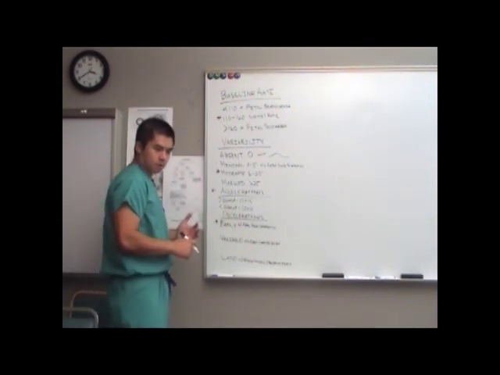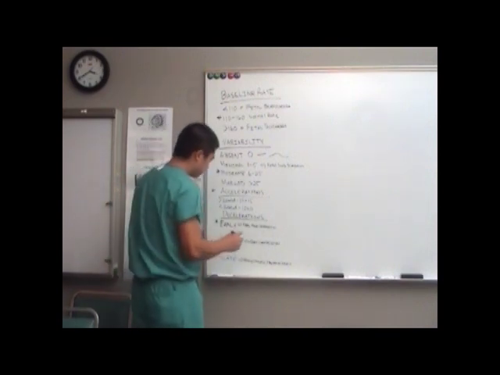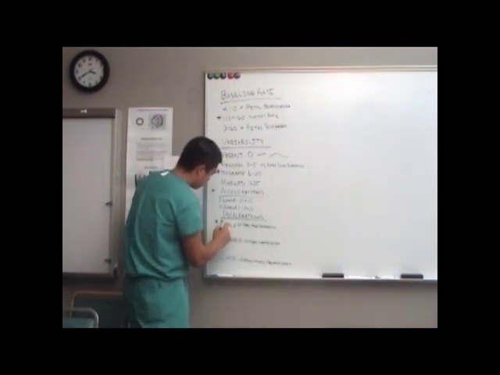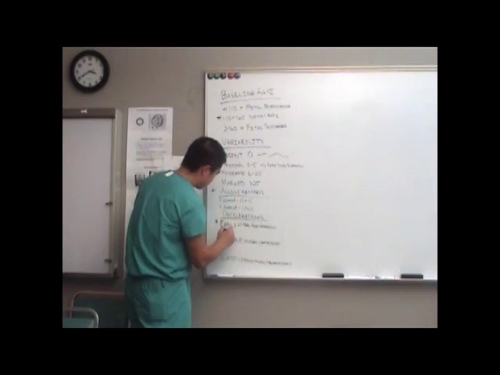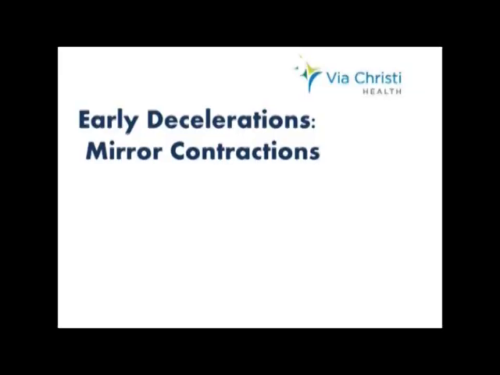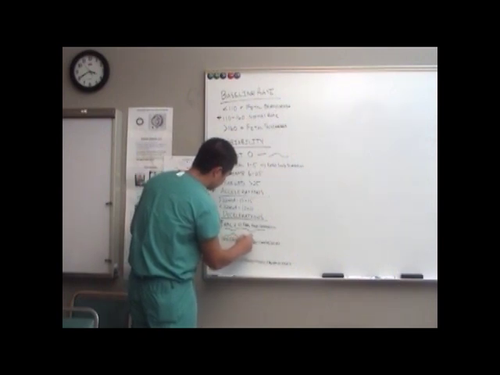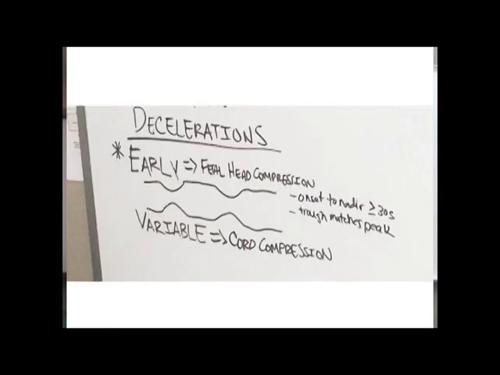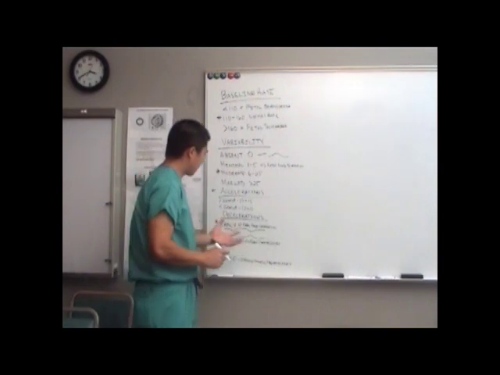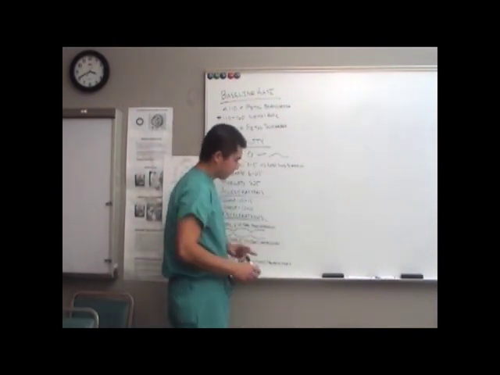So early decelerations, what they look like is they are decelerations that mirror your contractions. So in other words, the bottom of the deceleration matches up with the top of the contraction, and they start and end generally about the same time. But what's actually in the definition? Per the guidelines, there are 2 parts of the definition.